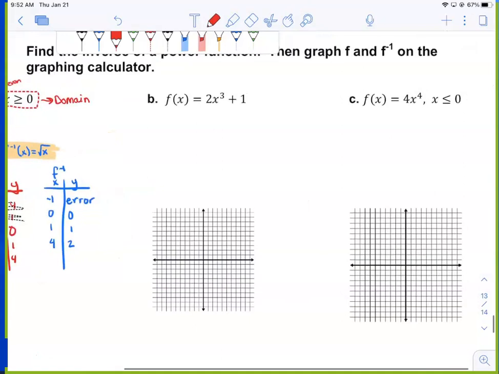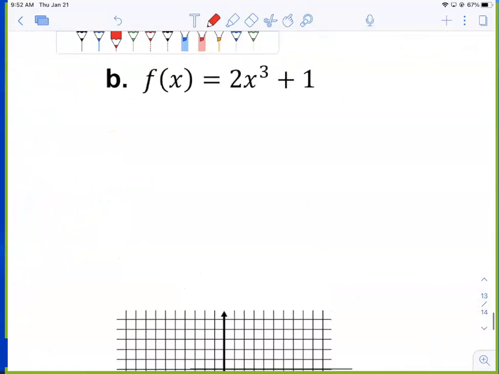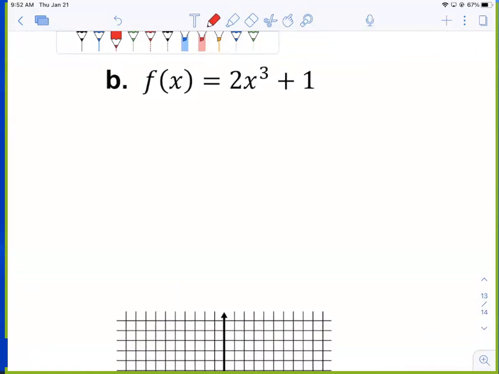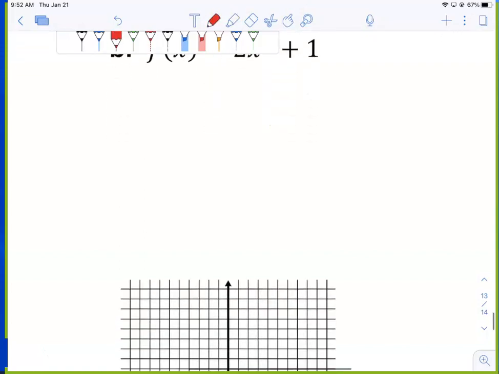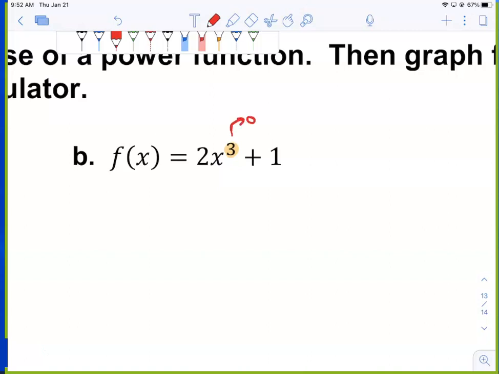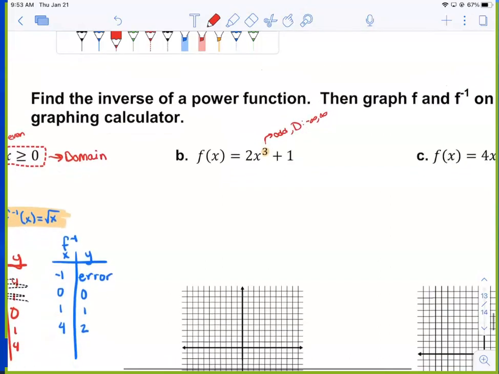Okay, so part B, we have f of x equals 2x to the third plus 1. Notice this is an odd exponent, so there is no domain restriction here. I mean, there is a domain, but we don't need to specify anything because our domain is just negative infinity to positive infinity. So since that's our domain, it doesn't really mean anything for us. It doesn't mess anything up. We're kind of just good to go.